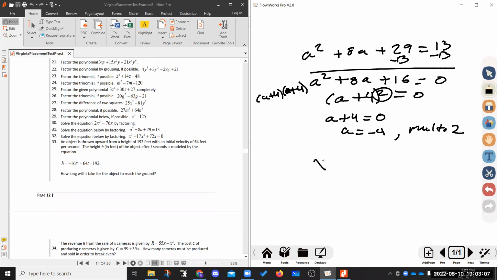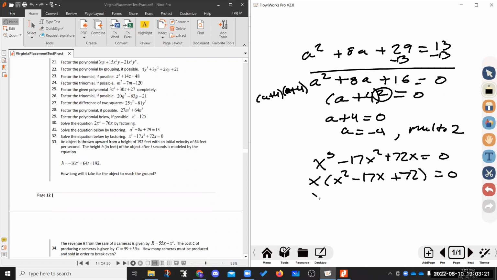Now we're going to solve by factoring x to the third minus 17x squared plus 72x is equal to 0. So first things first, we're going to take out the common factor of x. And we're going to factor the remaining trinomial into two binomials.